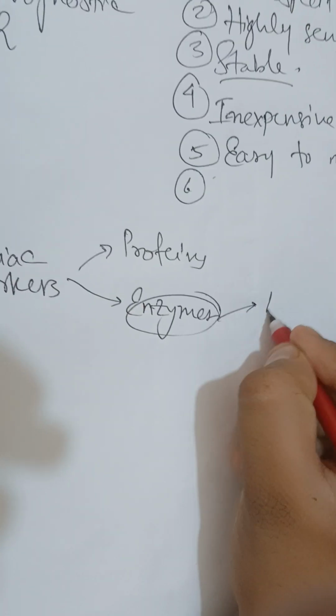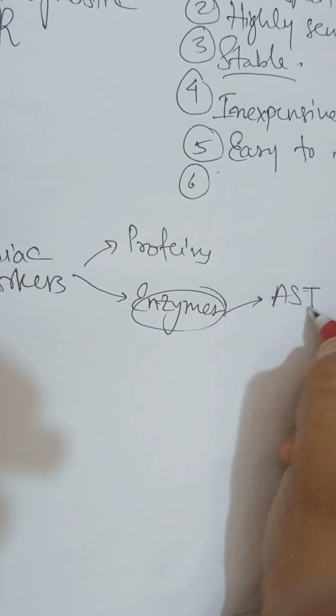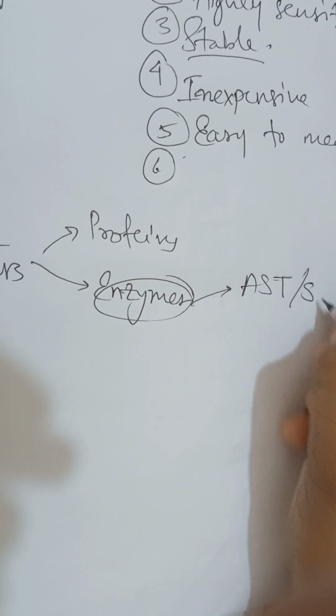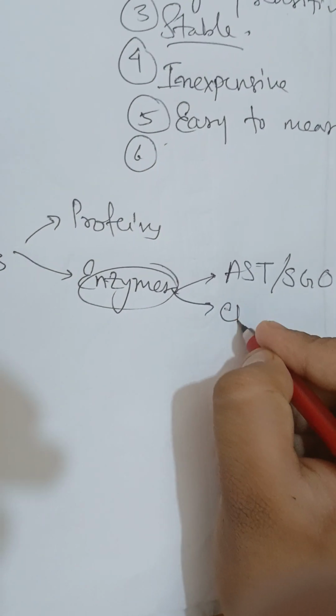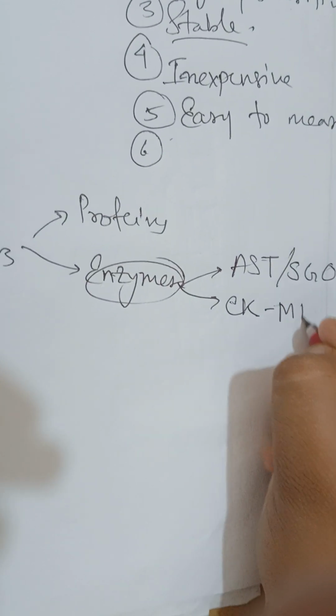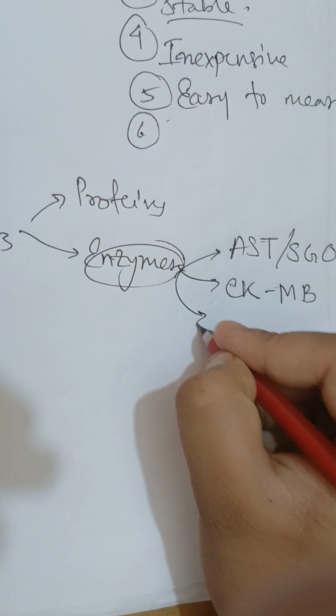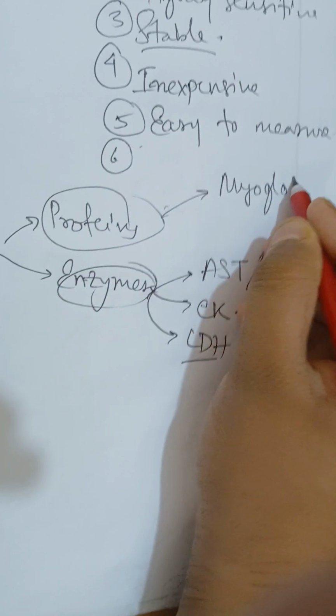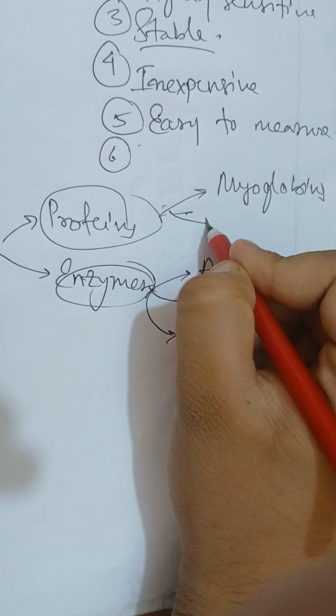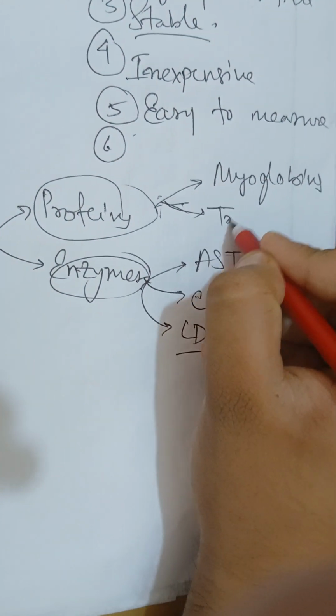Enzymes, what are the enzymes? Aspartate aminotransferase or serum glutamate oxaloacetate transaminase, creatine phosphokinase with subunit MB, and lactate dehydrogenase. What are the proteins? Myoglobin and the cardiotroponins.